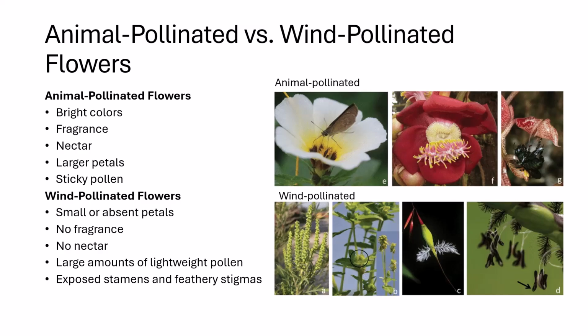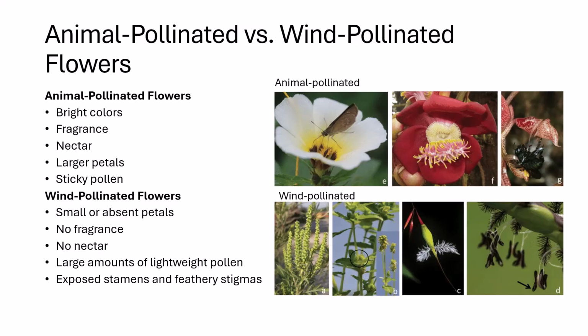Now contrast that with wind-pollinated flowers. Wind doesn't care about color. Wind doesn't respond to scent. Wind doesn't need nectar. So wind-pollinated flowers often have very reduced or absent petals. They produce massive quantities of lightweight pollen. Their stamens are often exposed. Their stigmas are often large and feathery to catch airborne pollen.